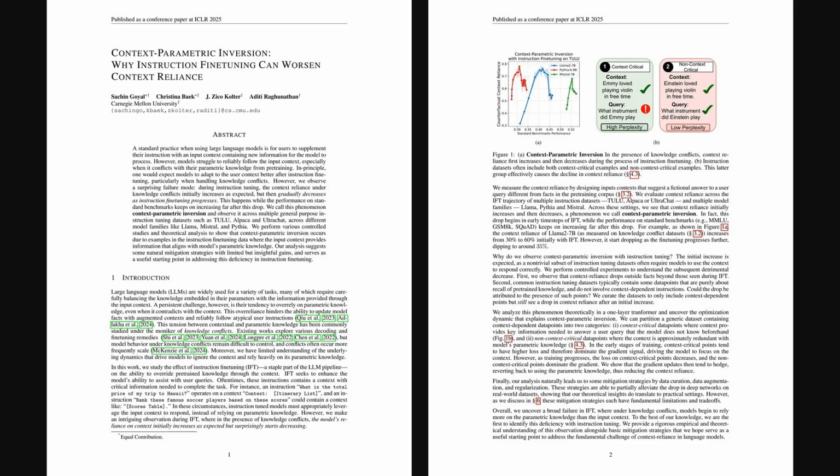All right, the big takeaway here is that instruction fine-tuning can surprisingly make models less reliant on conflicting context, even as they improve on benchmarks. This seems tied to the mix of training examples. It definitely shows a key challenge for building truly adaptable LLMs.